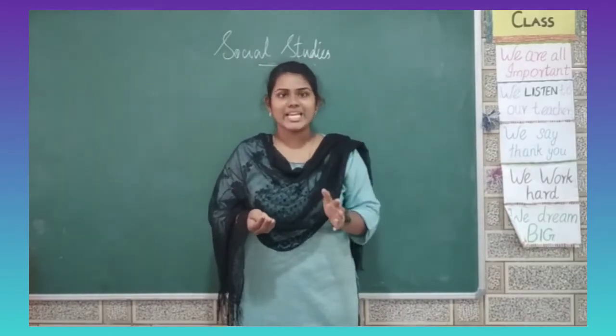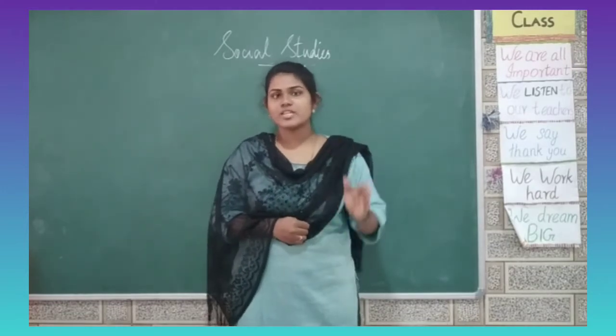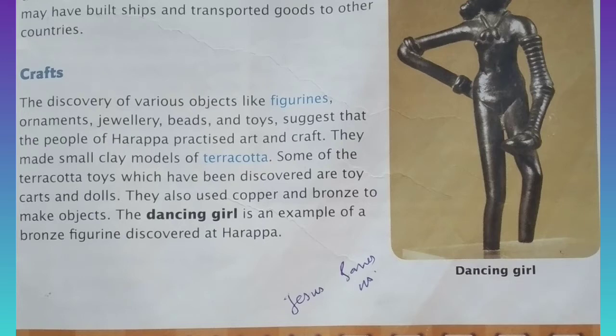First is reading and then the explanation part. For that, please take your social studies student's book, page number 69. There, crafts. The discovery of various objects like figurines, ornaments, jewelry, beads and toys suggests that the people of Harappa practiced art and craft. They made small clay models of terracotta. Some of the terracotta toys which have been discovered are toy carts and dolls. They also used copper and bronze to make objects. The dancing girl is an example of a bronze figurine discovered at Harappa.